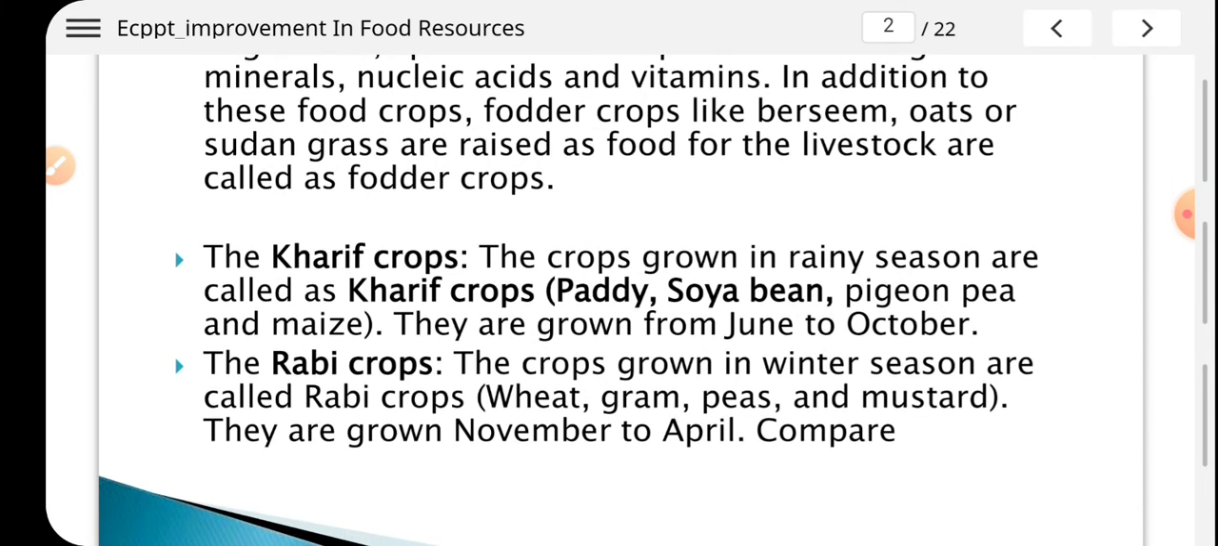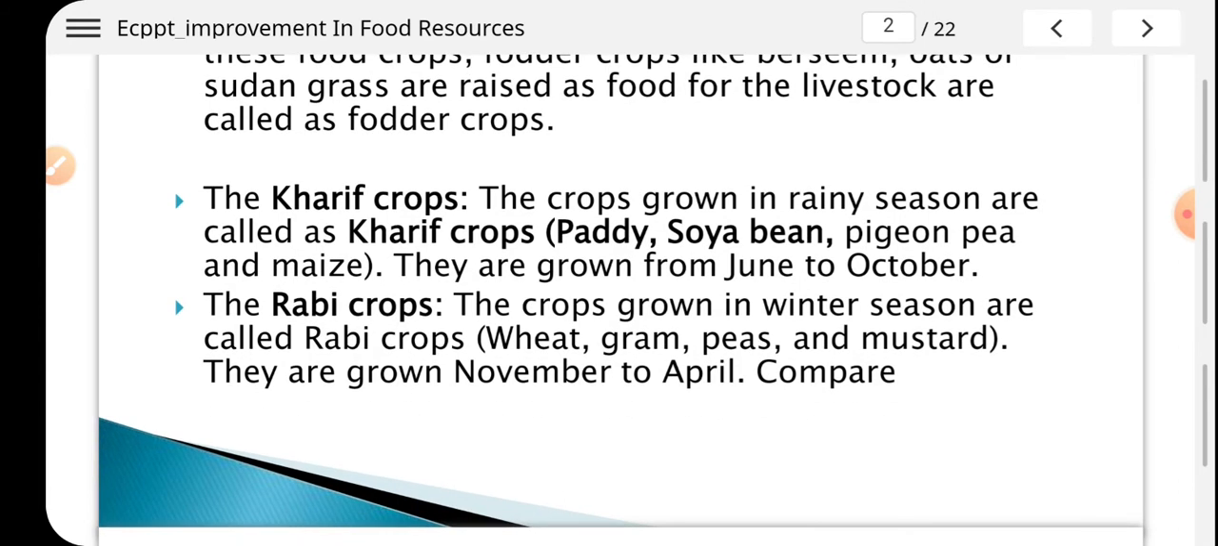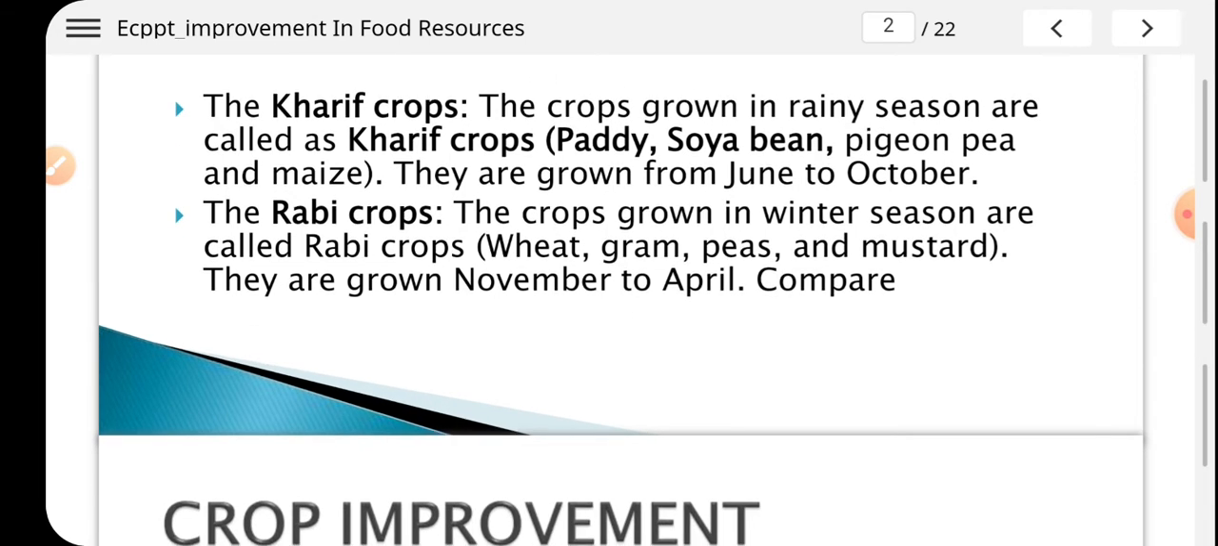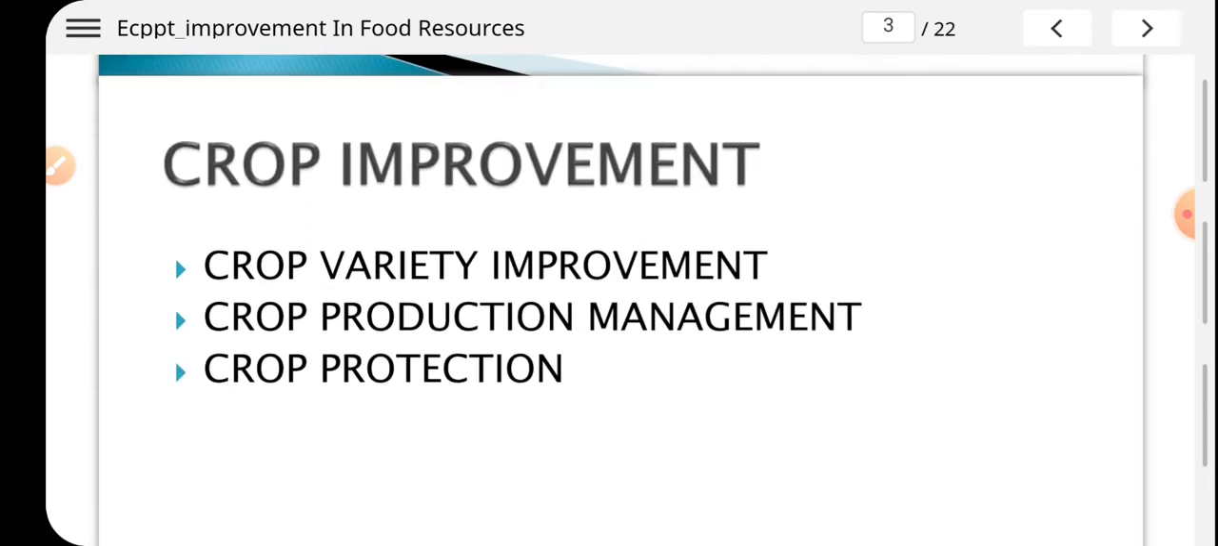On the basis of cultivation of crop season, crops are divided in three: Kharif, Rabi, and Zaid, that you have already studied in the last video. Crop improvement, that you know very well.